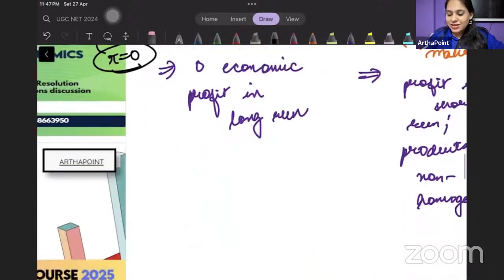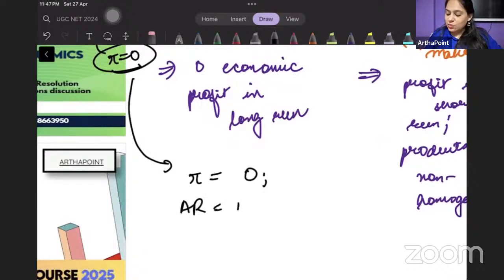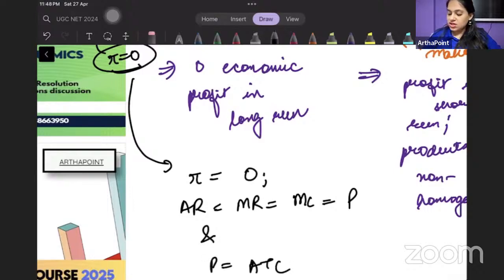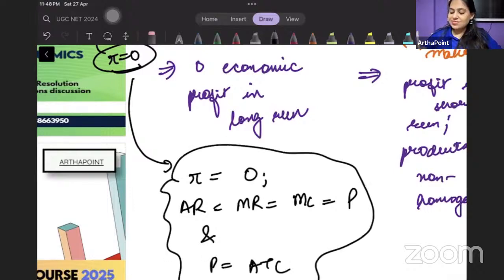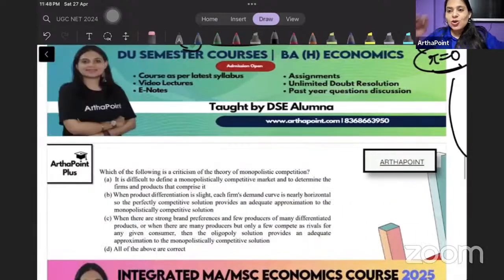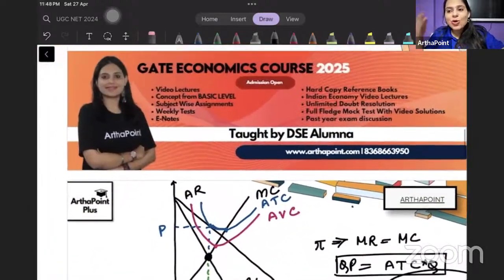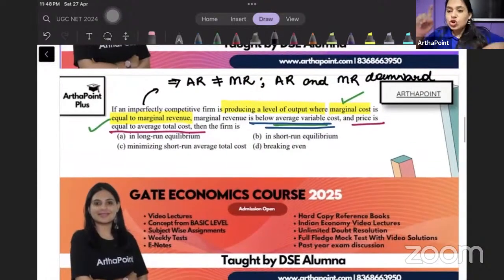Isn't this the long run condition of perfect competition also, where your economic profit is zero, but AR is equal to MR is equal to MC is equal to P, and at the same time price and average total cost are equal to each other, isn't it? So it is a long run situation of monopolistic competition, right? So you are at your long run equilibrium.